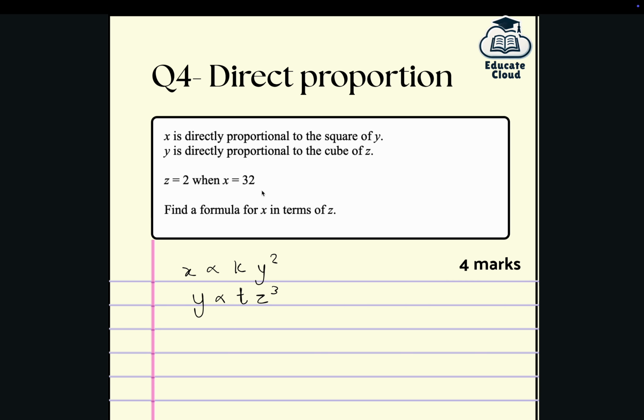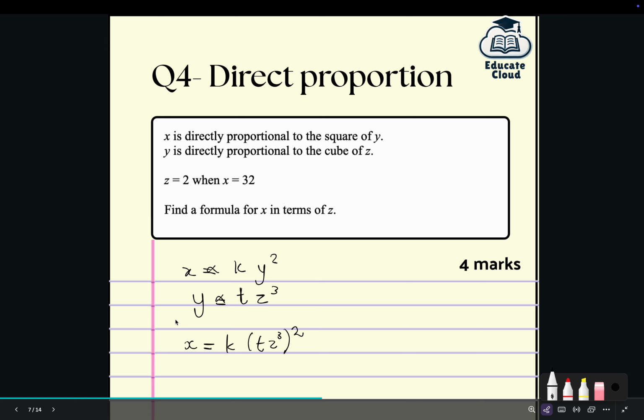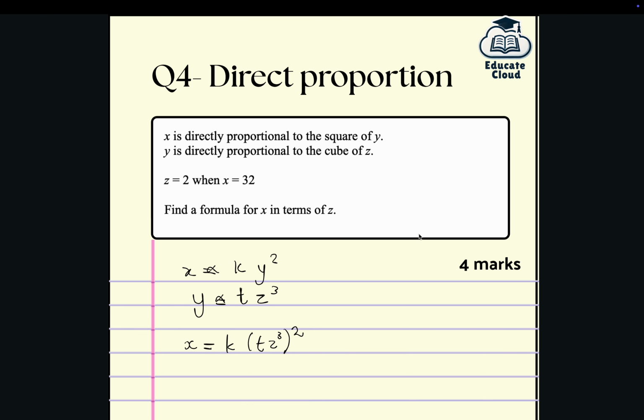So what I need to do is I need to get x, but in terms of z. So what I'm going to do is I'm going to write x is equal to, instead of y, I'm going to sub in tz cubed. And I can change this to an equal sign as well. So I'll get k, and then instead of y, I'm going to write tz cubed, because that's what y is. Okay, so x is equal to k and then tz cubed to the power of 2.